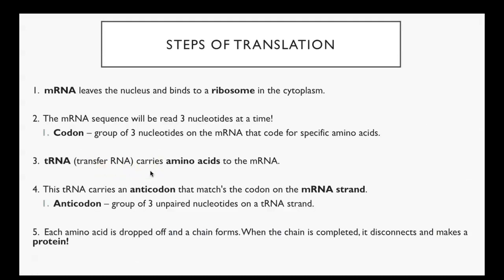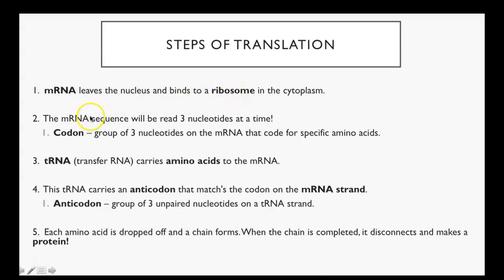So here are the general steps of translation. First we're going to run through this, then we're going to talk about it in a diagram. In the first stage of translation, the mRNA is going to leave the nucleus, and it's going to go into the cytoplasm and find a ribosome to be translated. So that is step 1. mRNA leaves the nucleus after being transcribed, goes into the cytoplasm of the cell, and goes to find a ribosome to be translated.